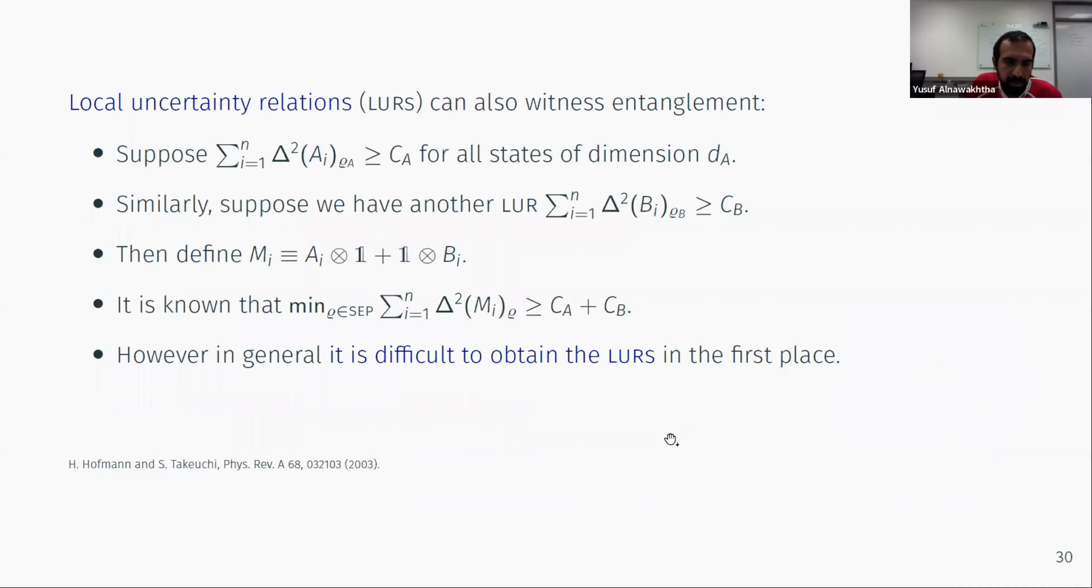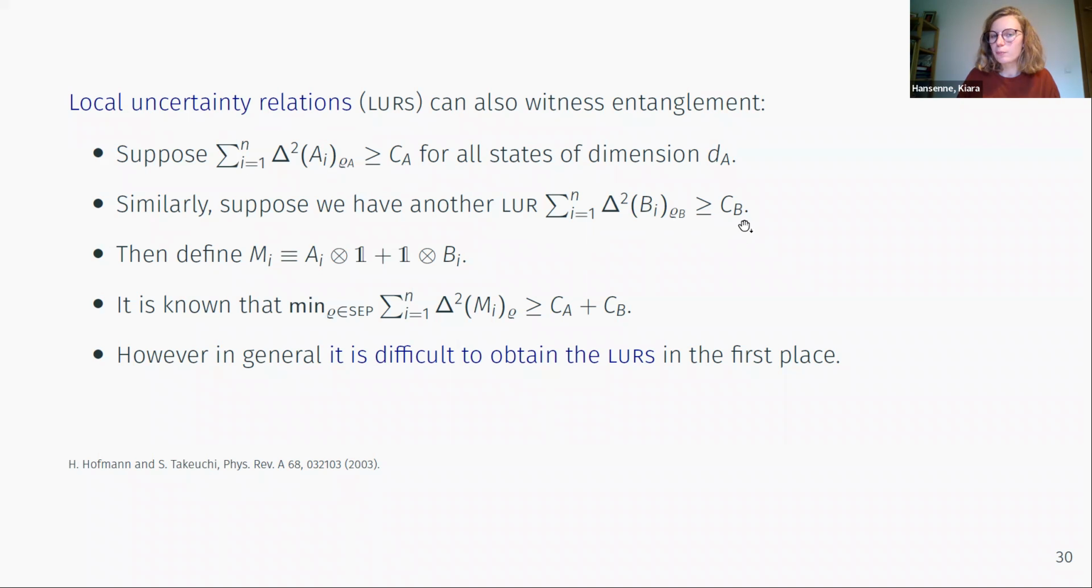Okay, so those local uncertainty relations can also be used to witness entanglement, with the following method. Suppose we have an uncertainty relation, which is a sum of variances larger than some constant, that holds for all states for party A. This is local because we want to witness entanglement, meaning we have two parties, and this one holds for just party A, so it is a local uncertainty relation.